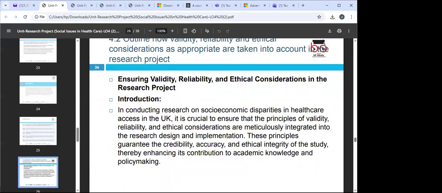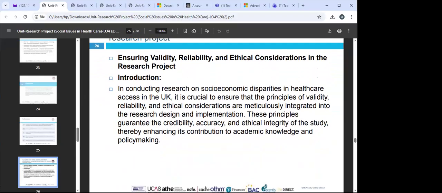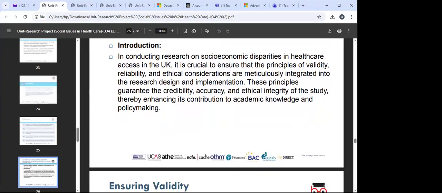Outline how validity, reliability and ethical considerations are taken into account. Okay, so let's see. Introduction. In conducting research on socioeconomic disparities in healthcare access in the UK, it is crucial to ensure that the principles of validity, reliability, and ethical considerations are meticulously integrated into the research design and implementation. These principles guarantee the credibility, accuracy, and ethical integrity of the study, thereby enhancing its contribution to academic knowledge and policy making. Very important.